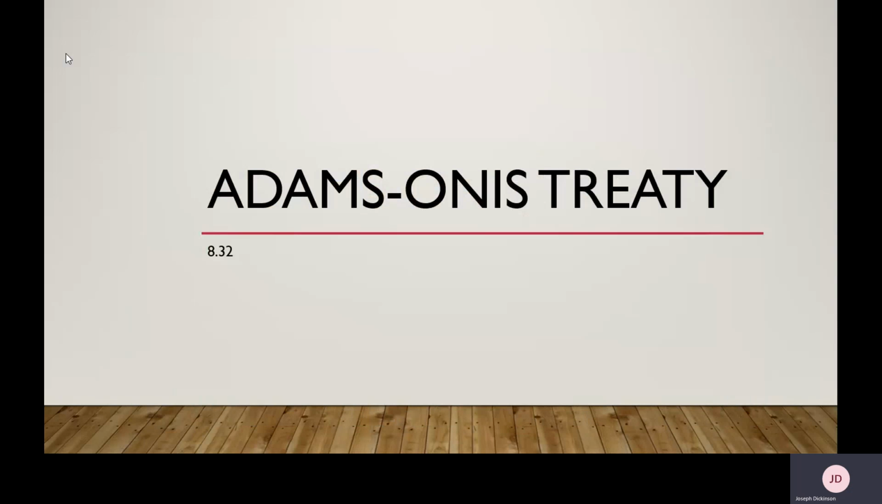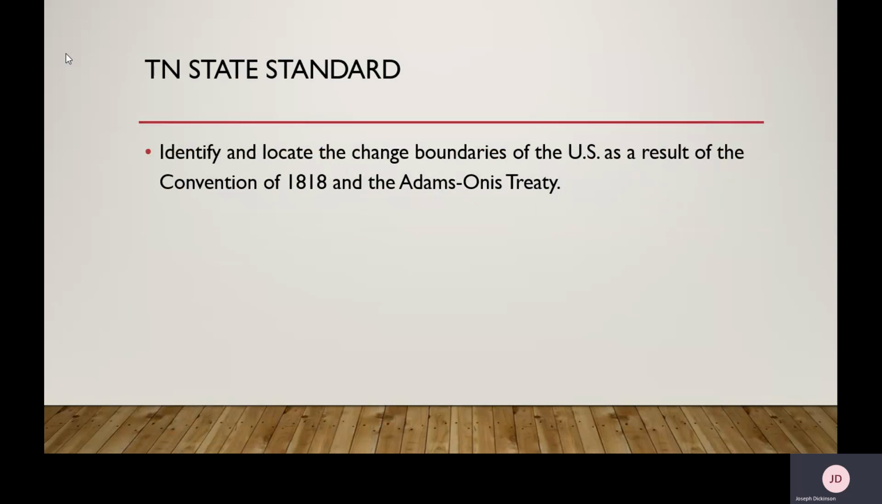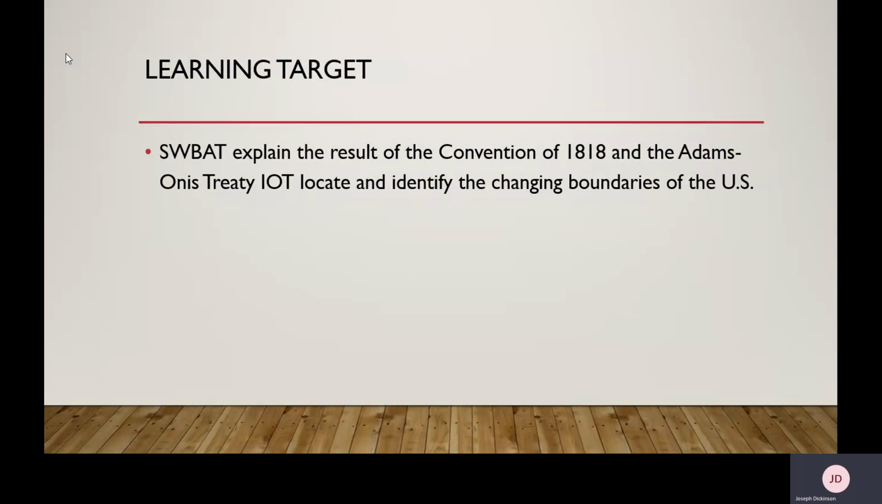The Adams-Onis Treaty is what we're going to start off with, Tennessee State Standard 8.32. The Tennessee State Standard says, identify and locate the changed boundaries of the U.S. as a result of the Convention of 1818 and the Adams-Onis Treaty. Your learning target: students will be able to explain the results of the Convention of 1818 and the Adams-Onis Treaty in order to locate and identify the changing boundaries of the U.S. So we're going to be talking about land.